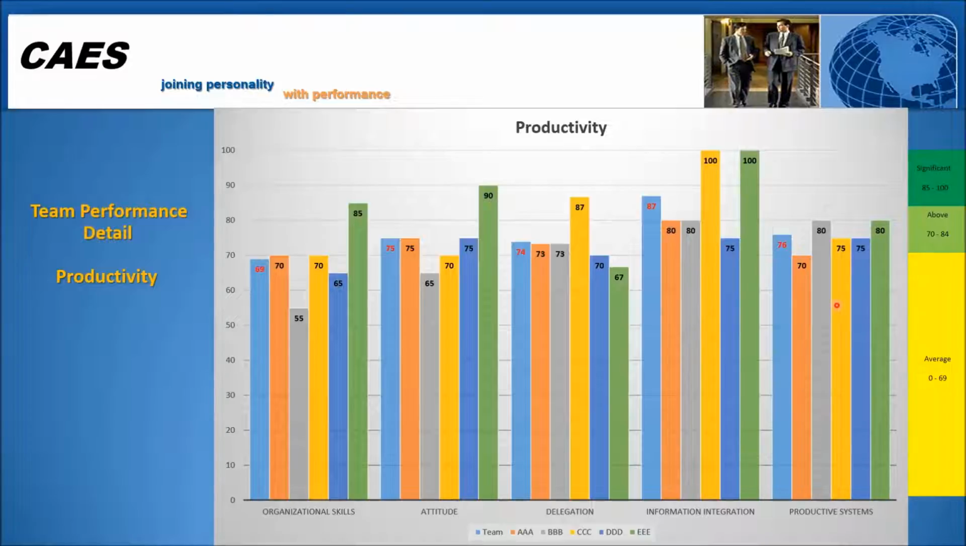As well, in adhering to and developing productive systems, they seem to be fairly strong at that as well. So across the board, we're seeing a few things that we could enhance the performance in, a few areas that we could perhaps use the advice or the methodology of other team members to help some team members to enhance their performance related to productivity to a certain extent.